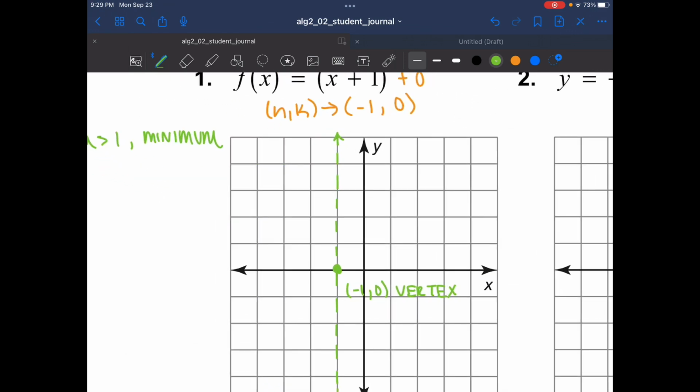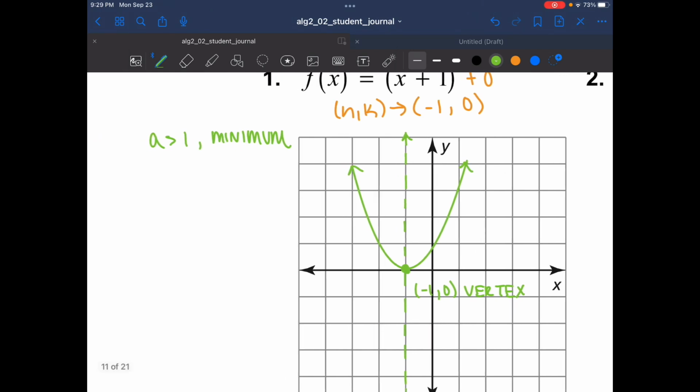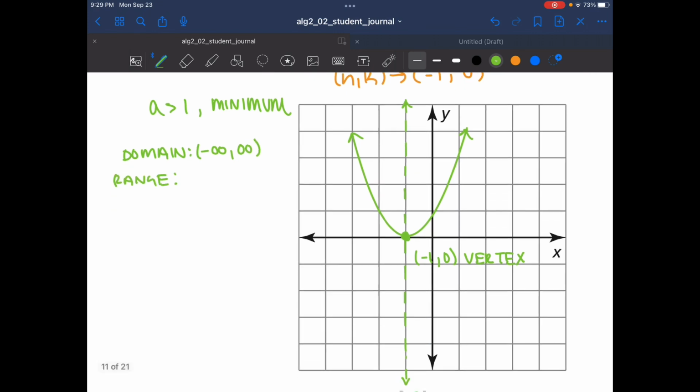Then we need to go ahead and describe increasing and decreasing. So I'm just going to sketch this curve. I'm not going to be too strict with it because I only want to focus on finding the vertex right now. So the domain is going to be all real numbers, so negative infinity to positive infinity. My range is going to be from 0 to positive infinity, and that's because we start at 0 and we can keep going forever.